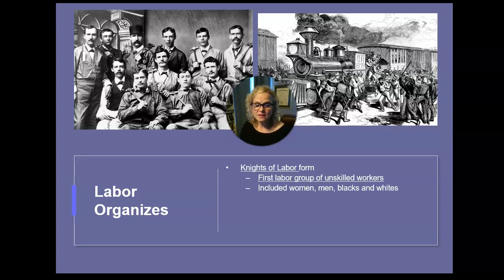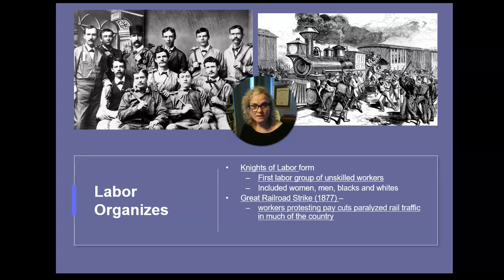But one of the very first instances of them trying to organize and strike and protest the wages was the Great Railroad Strike of 1877. They were protesting the long labor hours and the very unsafe working conditions, mostly because of it. Essentially, because of this strike, rail traffic was not moving.